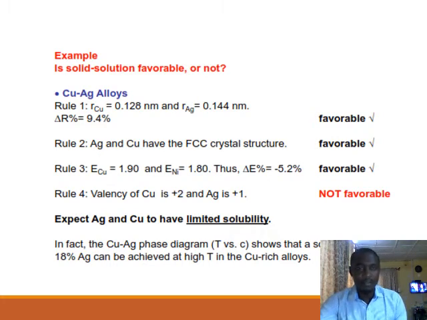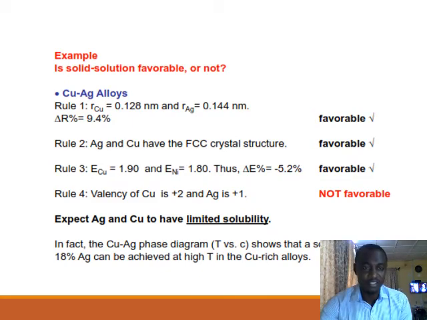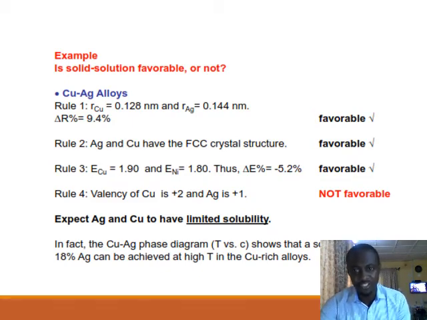Another example is the copper silver alloy. So the copper silver alloy, if we test for all the factors that we talked about, you will see that copper has a radius of 0.128 nanometer, while silver has a radius of 0.144 nanometer. So if you look at this, you'll see that the difference in the atomic radius is about 9.4%, which is less than 15%. So that's favorable. So copper and silver both have the FCC crystal structure. So having the same crystal structure means that that factor is also favorable.